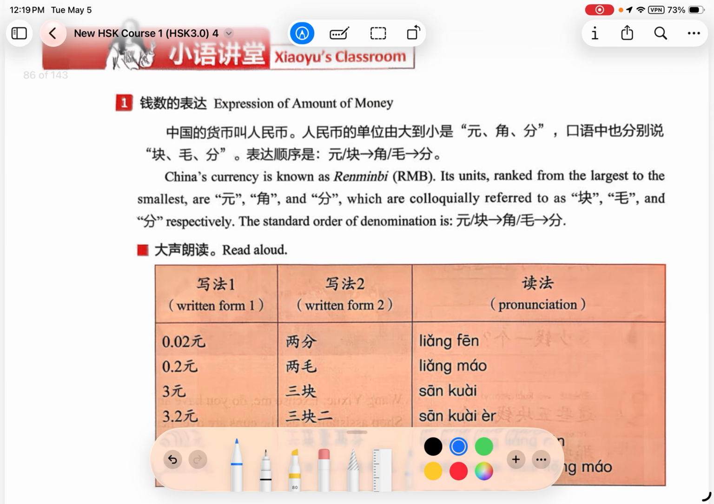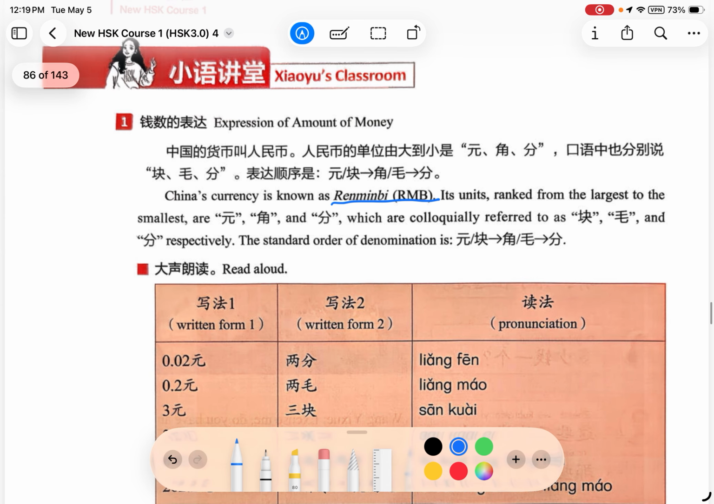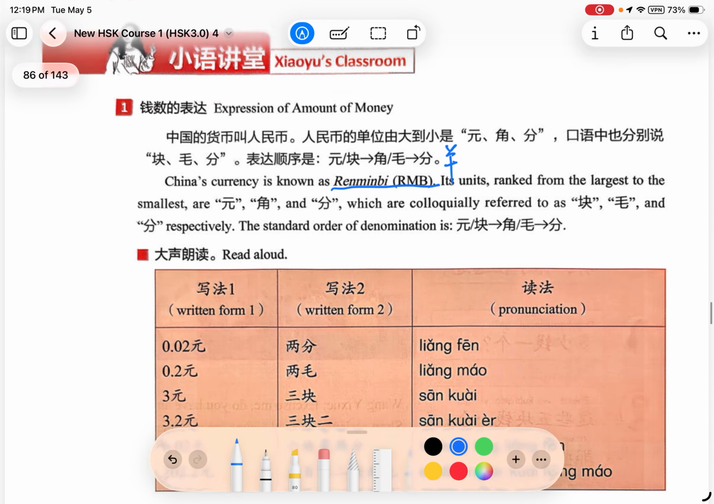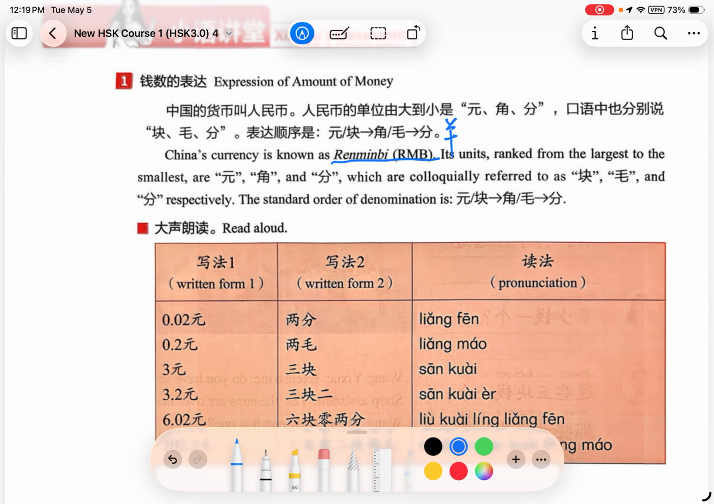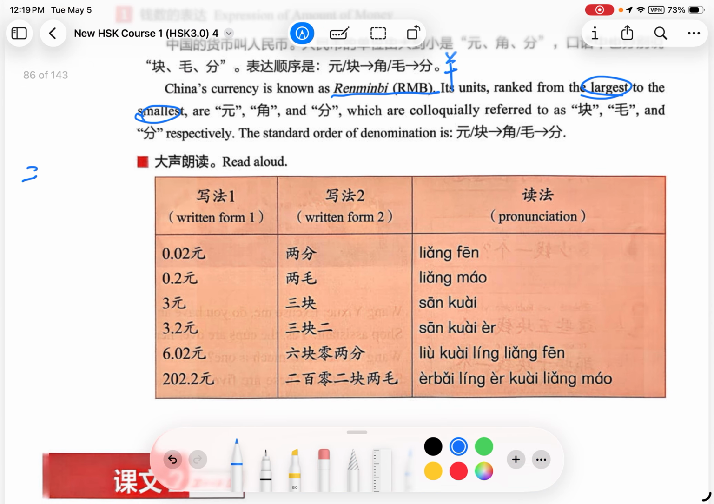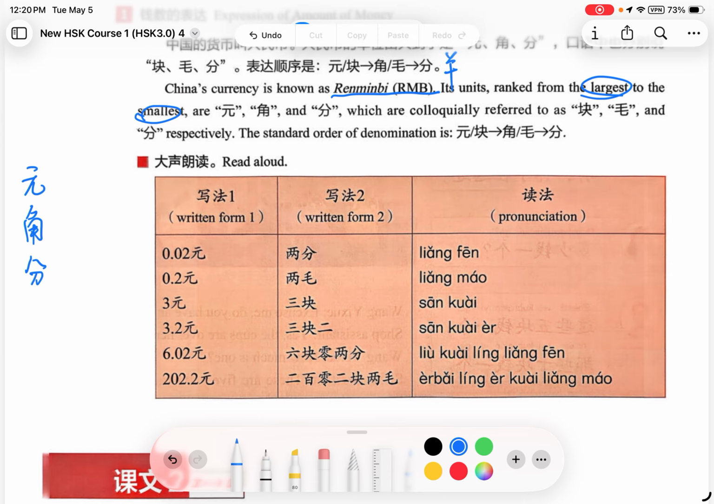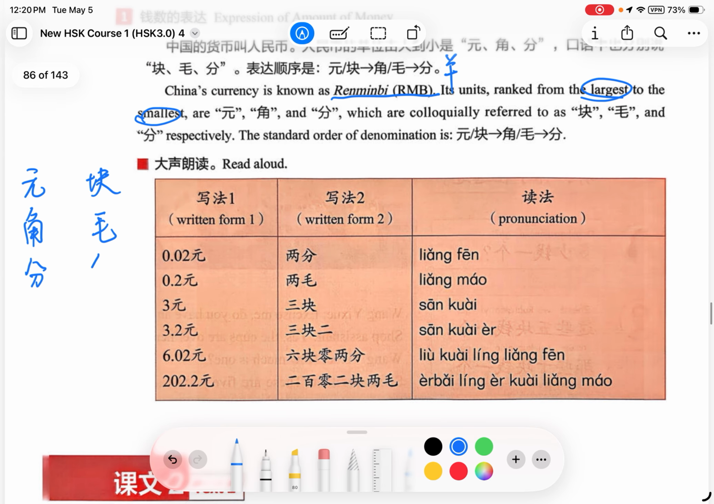The currency in China is called 人民币 RMB. The symbol of it is this. The unit ran from the largest to the smallest, 元角分. And also you can see it 块毛分. So this is formal.